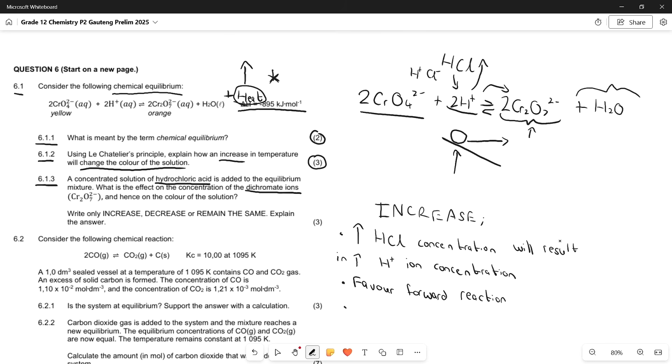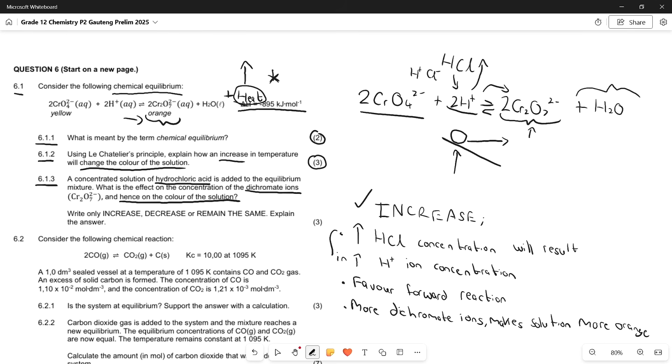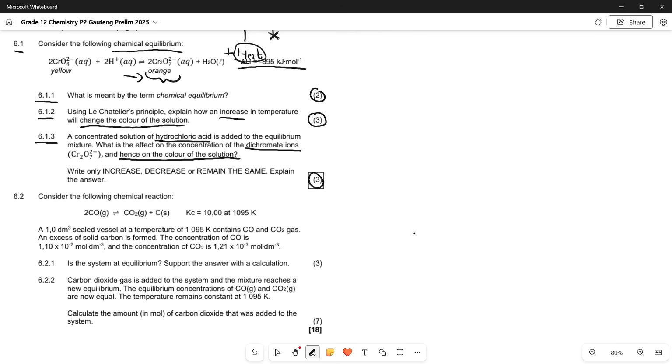And then heading back to the question, they said, hence on the color of the solution, if we're favoring the forward reaction over here, we're going to turn the solution more orange. Therefore, we say more dichromate ions makes the solution more orange. And writing increase, as well as these 2 points over here, and this point over here would earn us 3 marks over here. And we've just covered heat as well as concentration for chemical equilibrium.